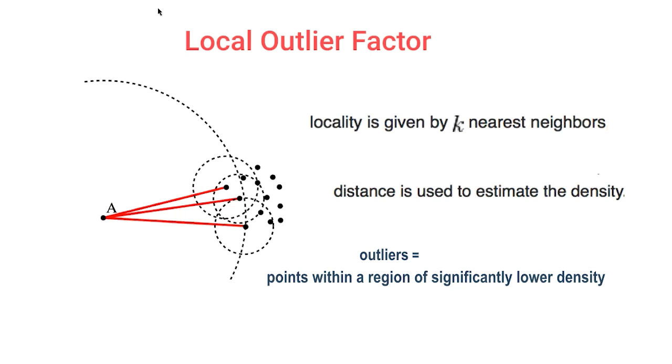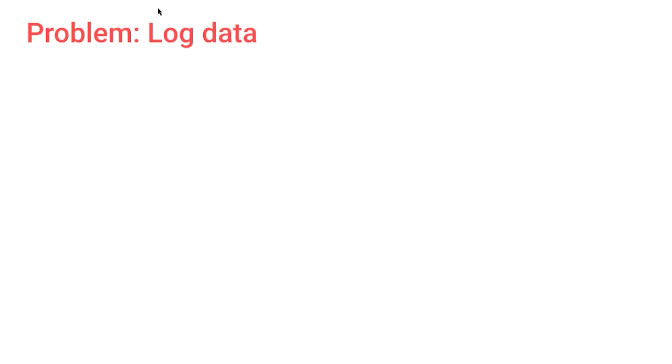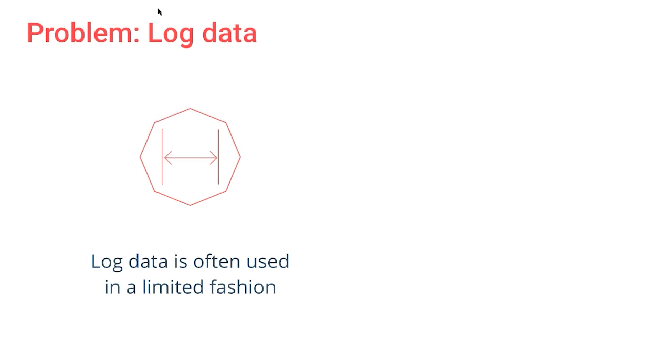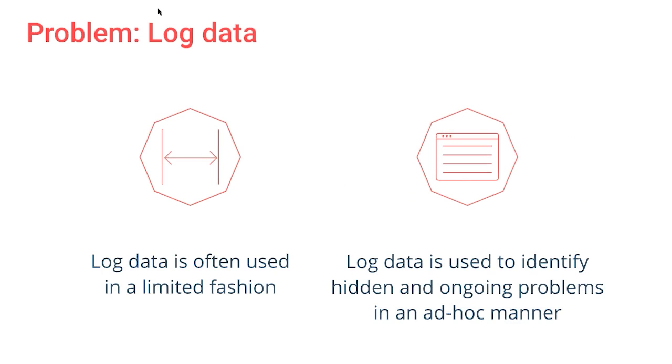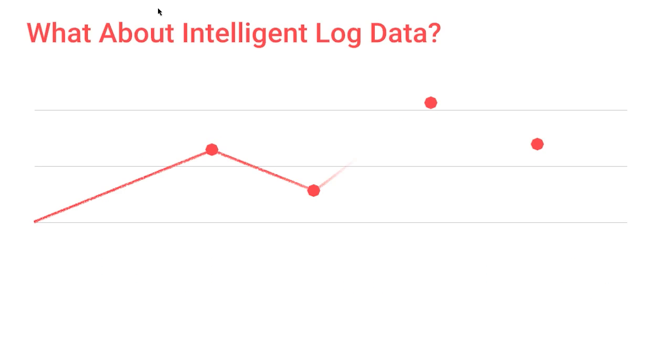Let's look at some problems. One of our problems is log data. So log data is typically used in a limited fashion. Because log data is typically inconsistently accessed and consumed, log data is generally used to identify hidden and ongoing problems in an ad hoc manner. However, by analyzing historical data in Treasure Data and using that to complement your real-time systems, including your ELK stack, you can surface deeper insights into your system.